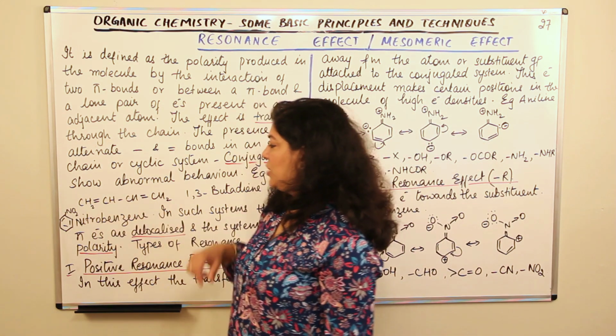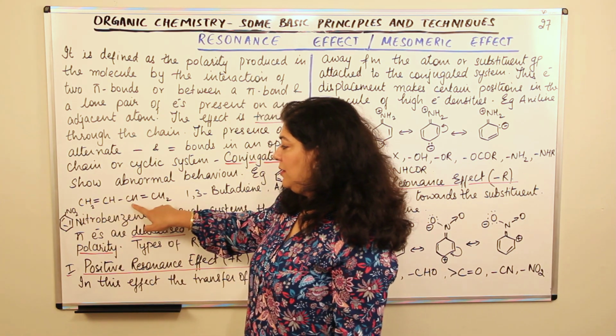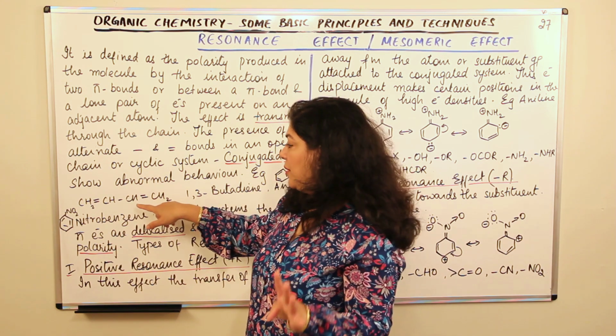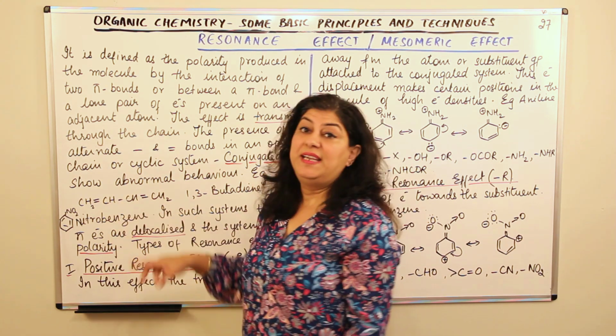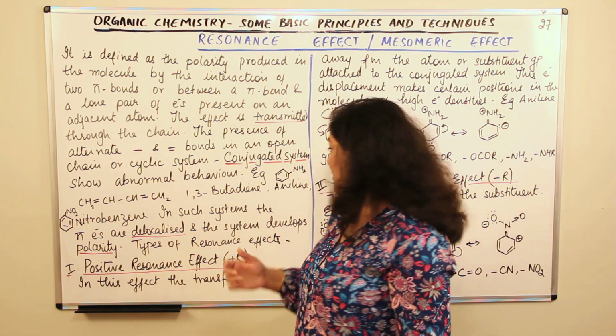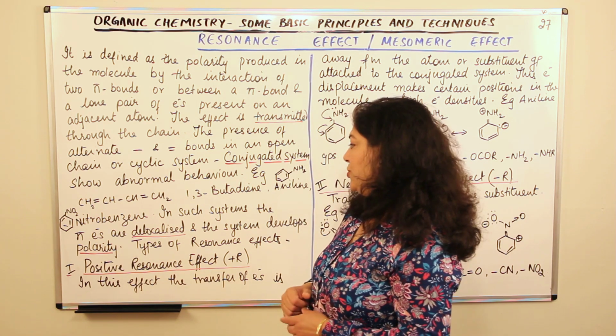So this is a conjugated system in which the resonance can take place. Similarly, 1,3-butadiene. 1,3, the first carbon and the third carbon have got double bonds. It is butane, that is 4 carbons, diene, there are 2 enes, 2 double bonds. So 1,3-butadiene is also a conjugated system. Aniline is a conjugated system. Nitrobenzene is a conjugated system.